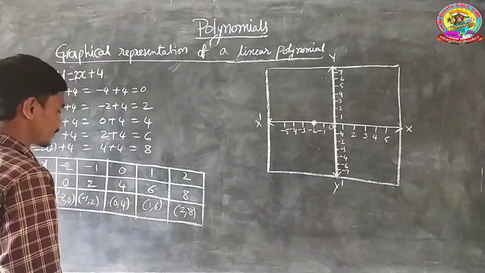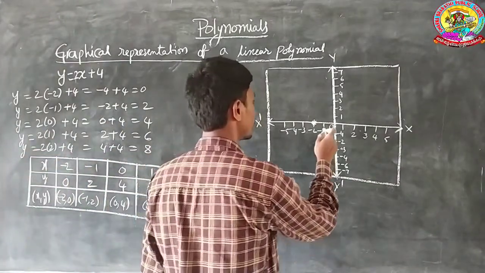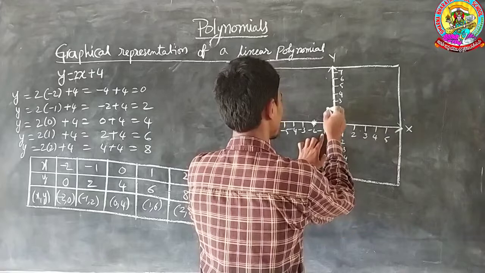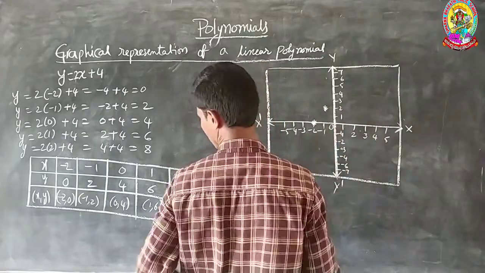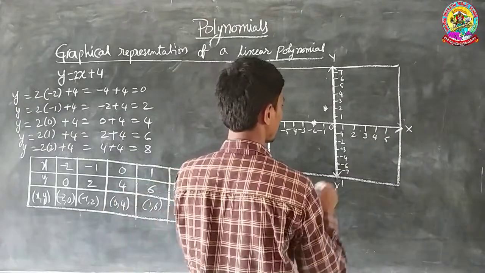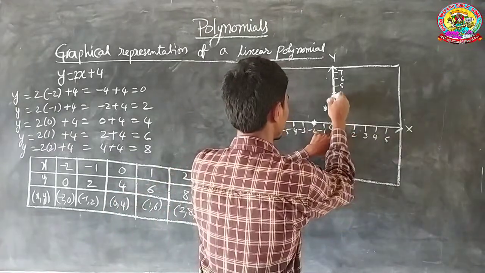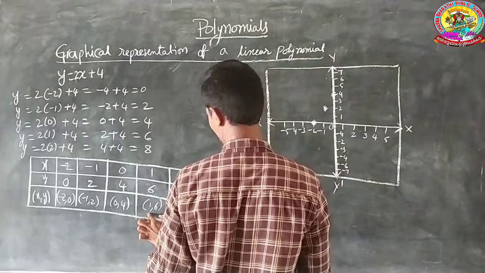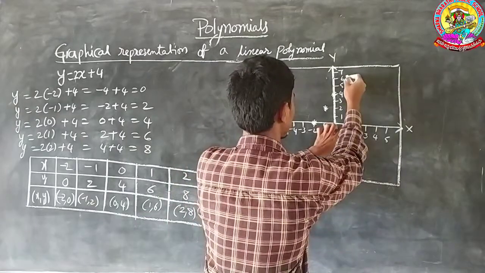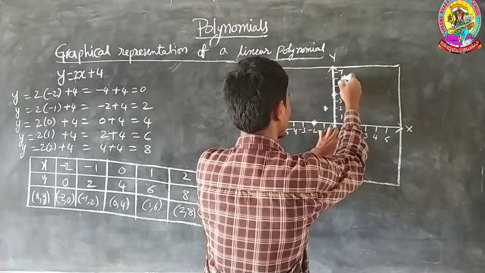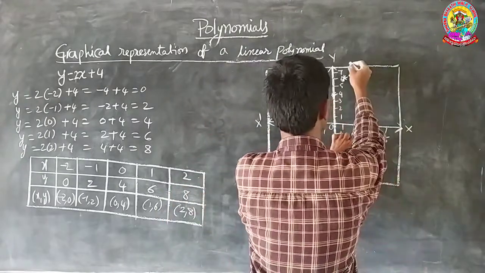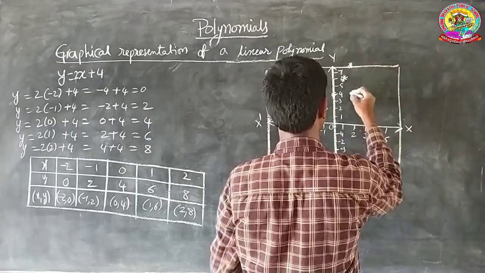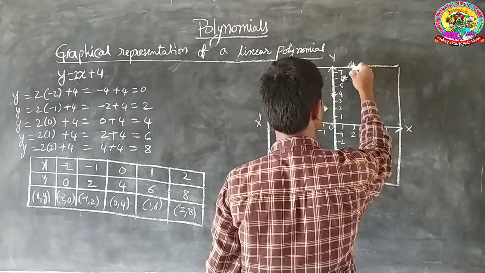Minus 1 comma 2, this is the point. On the x axis minus 1 and on the y axis 2. Next, 0 comma 4. Next, 1 comma 6. So now 2 comma 8. This is the point.